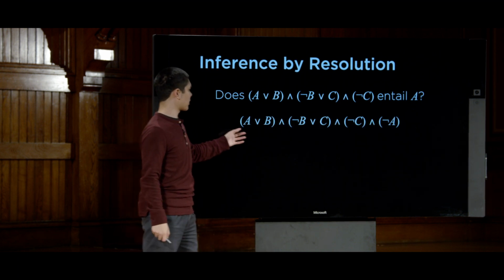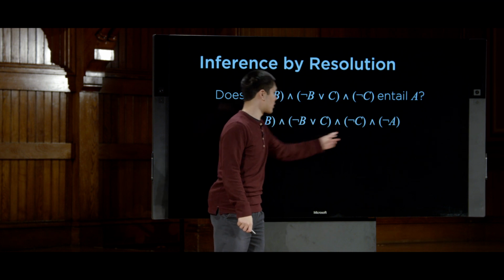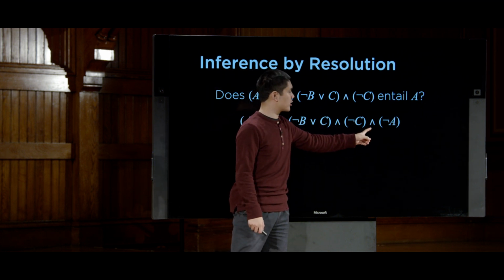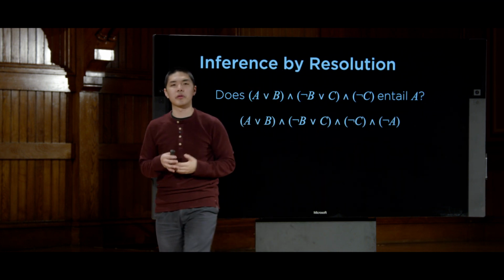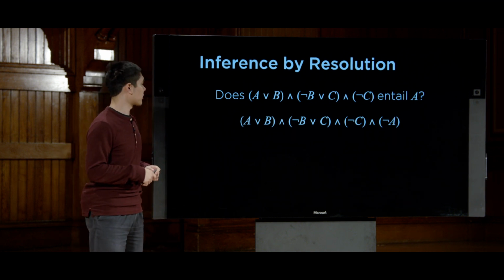So here's what we're going to start with: A or B, and not B or C, and not C. This is our knowledge base. And we're going to assume not A. We're going to assume that the thing we're trying to prove is, in fact, false.